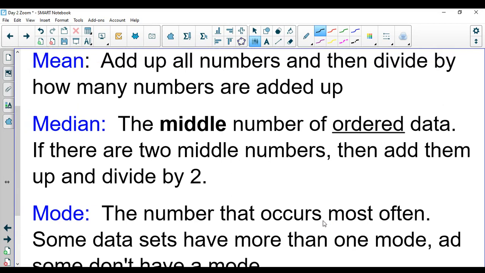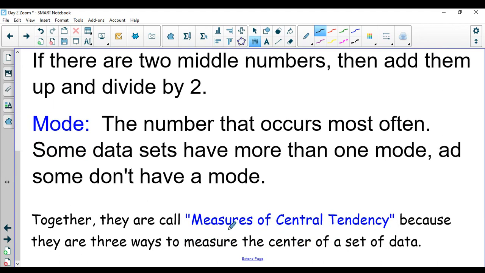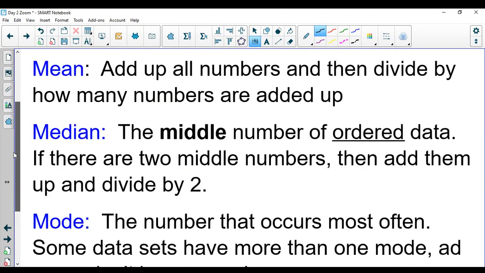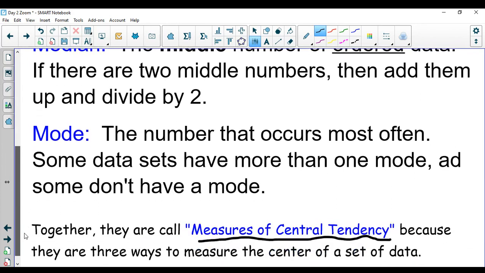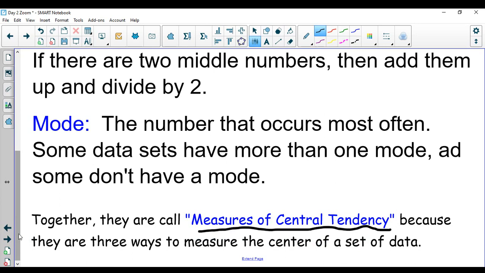So these three things together are three types of averages, and they have a fancy statistical name, which is measures of central tendency. That is because it's three ways to measure the center of data. So if you have a set of data, you'd think that the middle is just the middle. And in statistics, you'll learn that the middle is subjective, right? The mean might show a different middle than the median, which might show a different middle than the mode. And so we've got to figure out why we have three different ways to do it, and how do we know what's the best way to do it?